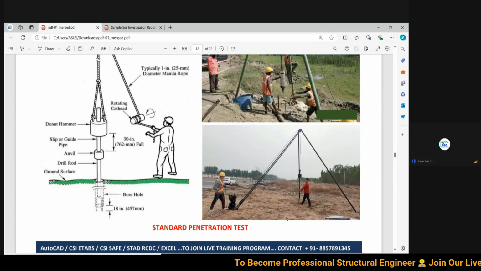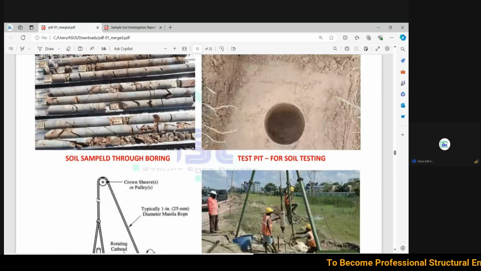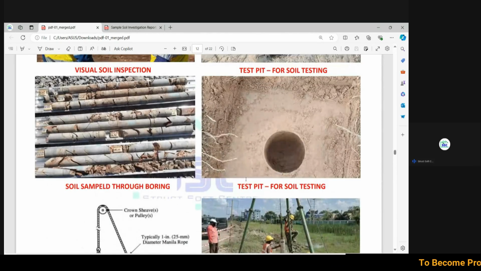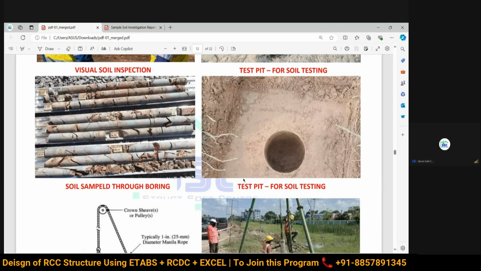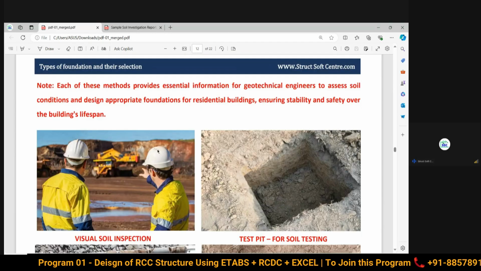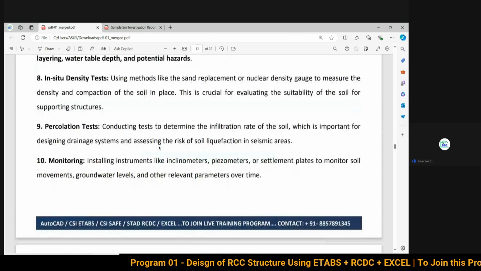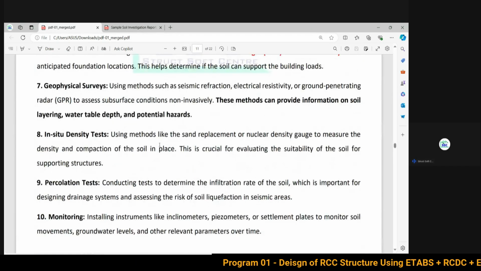So ultimately, the summary is that whichever method you adopt, the thing is that we would like to know what is the capacity of the soil. And as I told you, based on the importance of the structure, the method of soil exploration is going to be adopted. All these methods are present here. You can read it on your own, and then you can understand.